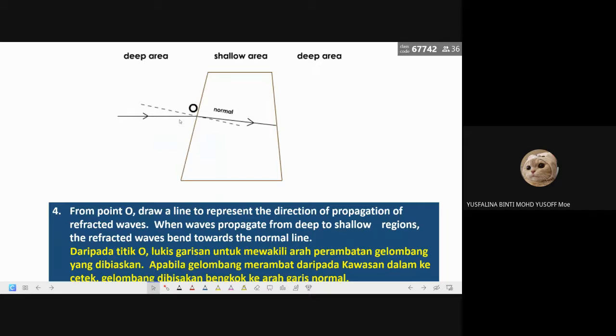And then the next one, since this is deep area to shallow area, you know you have to move towards the normal line. So you draw the line closer to the normal line. If refracted away, it will move this way. If refracted towards, it moves here. Must be closer to the normal line.